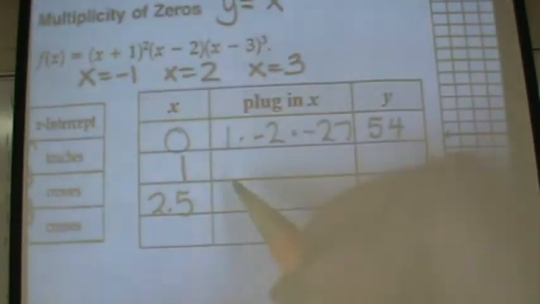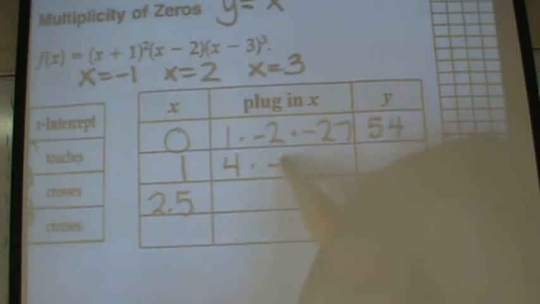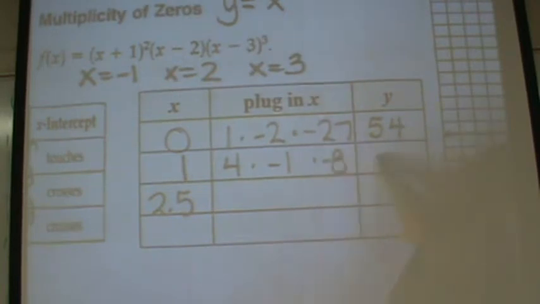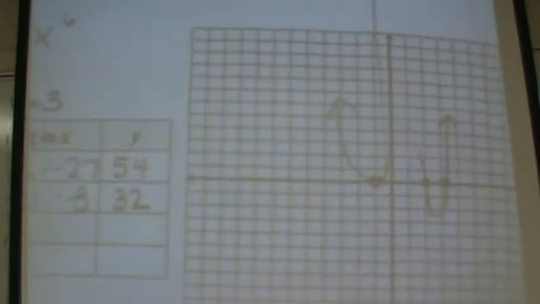What would I do for 1? Plug 1 in. 1 plus 1 is 2. 2 squared is 4. 1 minus 2 is -1, and then 1 minus 3 is -2, and we're going to cube it. You get -8. Multiply these, you get 32. So it's on its way down. Over 1, we're going to say, pretend like that's 32. It's going to come down.